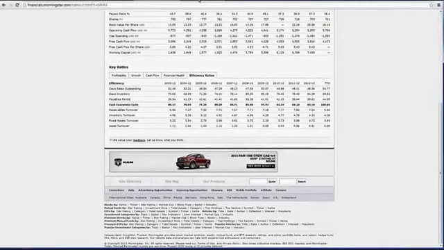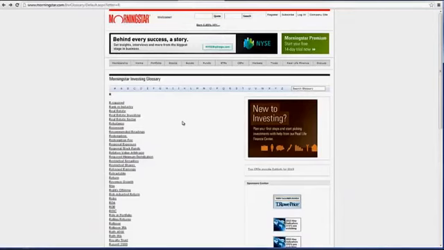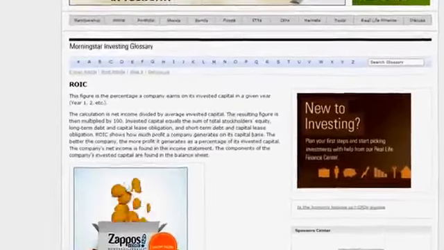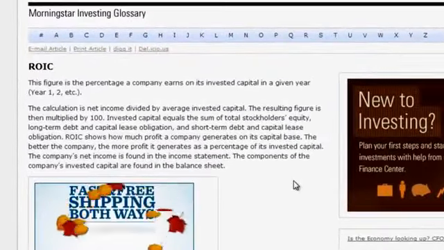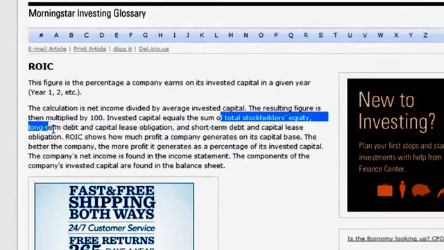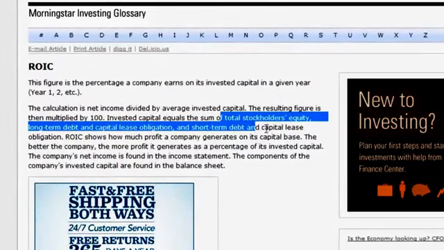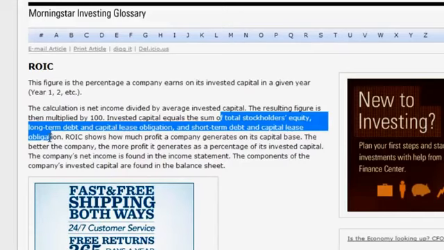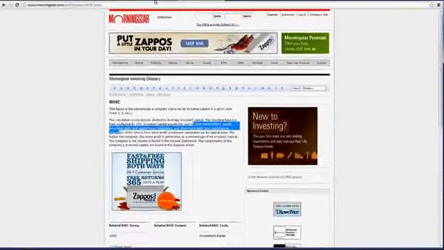And then one more thing to show you is Morningstar has an extensive glossary. So if you don't know what any of these terms are, like one ratio we didn't talk about is return on invested capital. That's net income divided by stockholders' equity plus long-term debt and capital leases, short-term debt, capital leases. So basically, it's like ROE, except it also adds debt into the denominator.